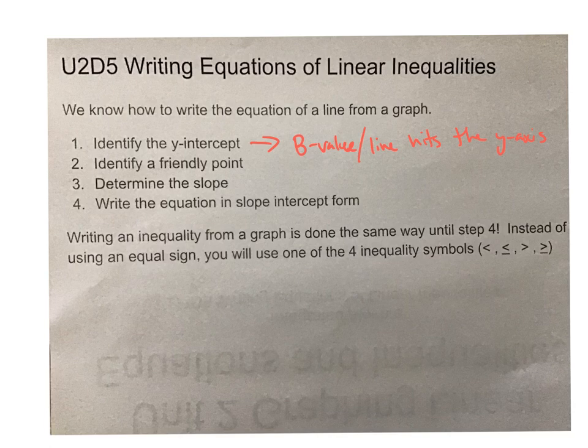From there, we want to pick another, what I call a friendly point, or another nice point, and you want to determine your slope. You want to determine that m value, or your rise over run. Because if you can identify your m and your b, then you can put it into y equals mx plus b, or what we call slope-intercept form.